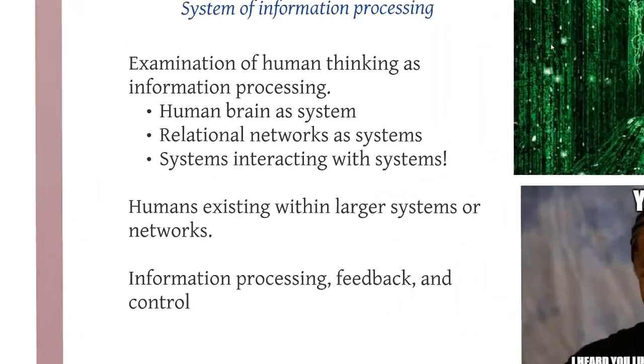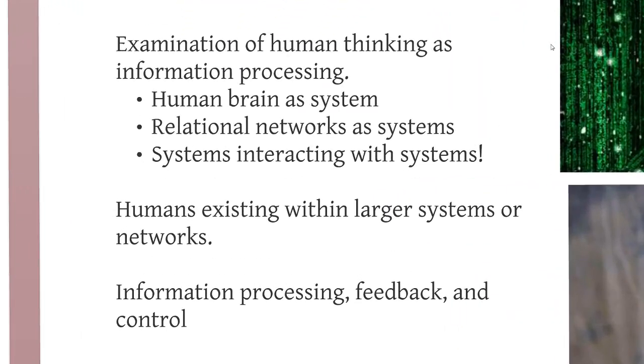So the idea is that human thinking is like information processing, just like you would have in a machine or a computer. So the human brain is a system, and as a system, it receives inputs and sends out outputs and sorts through those things and through throughput processes and other sorts of things.